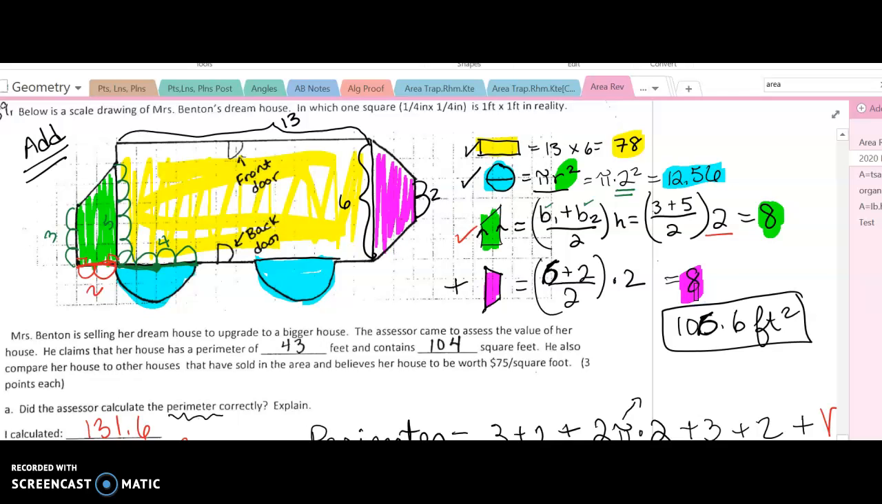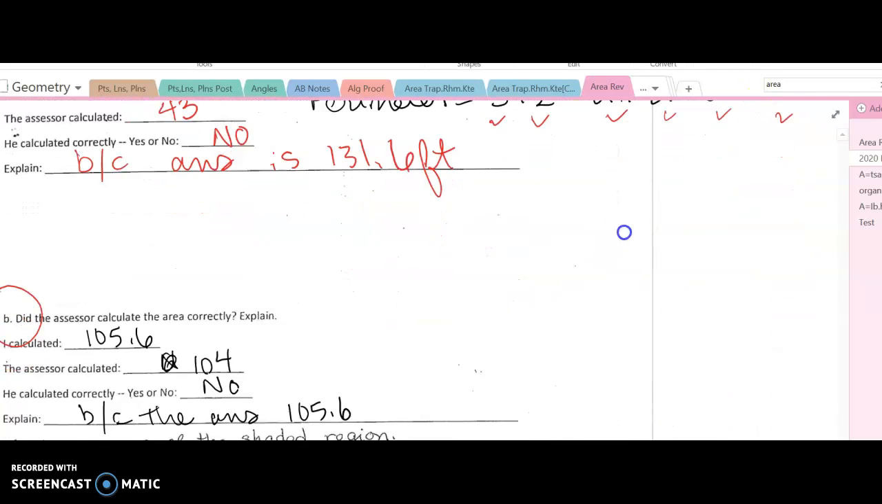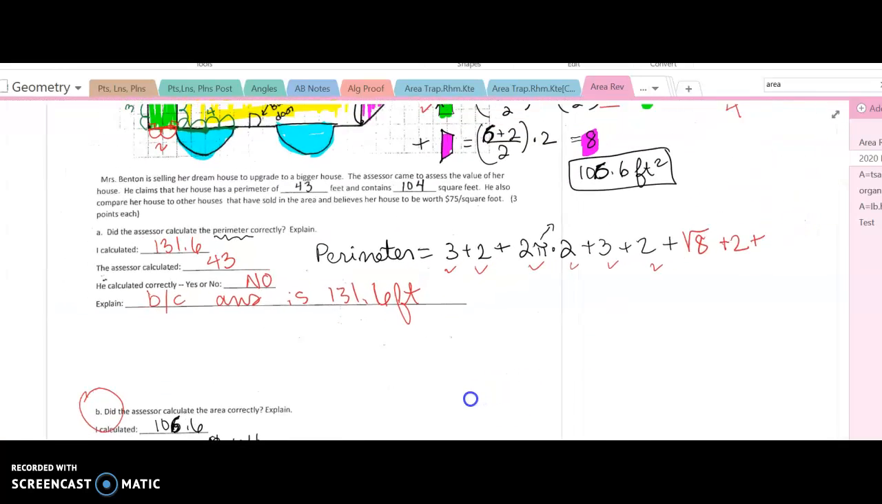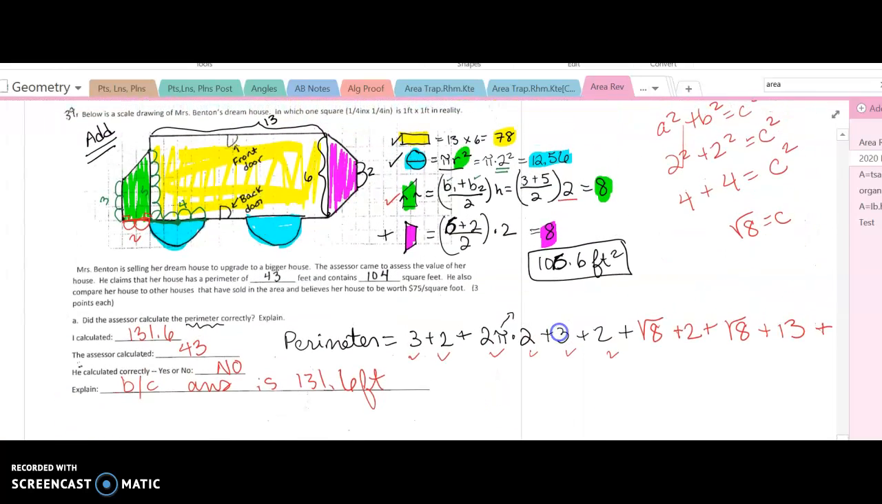Okay, so that is the area. For my area question, did the assessor calculate the area correctly? I calculated 106.6. The assessor calculated 104. Did he count it correctly? No, because my answer was 106.6.